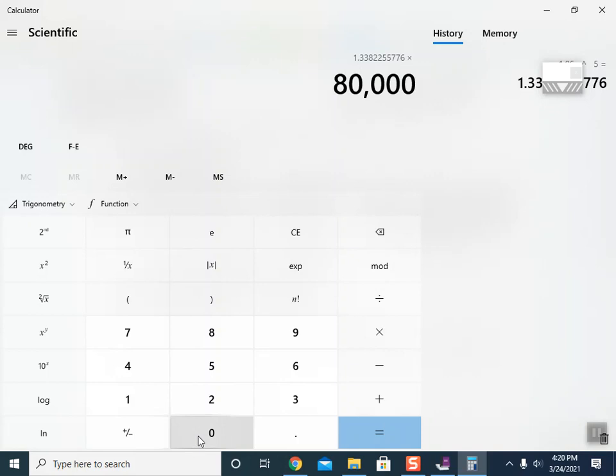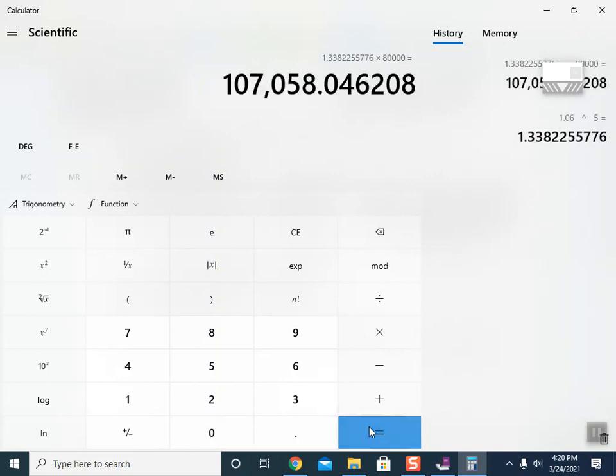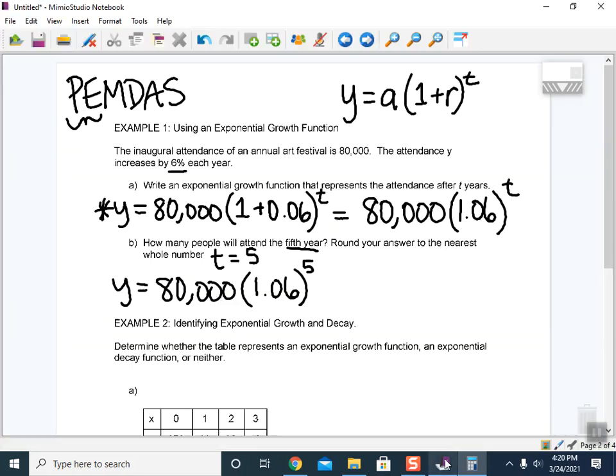And order matters here because, and I will show you why in a minute. So we should have gotten, around to the nearest whole number, 107,058. So it would be 107,058 people is our solution.